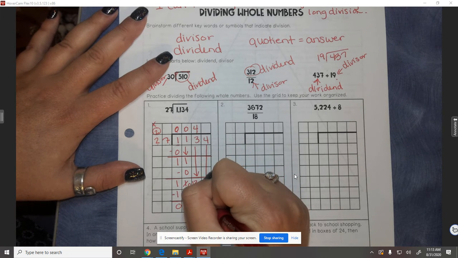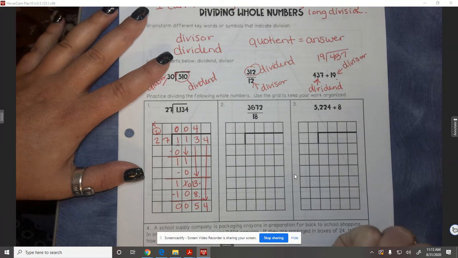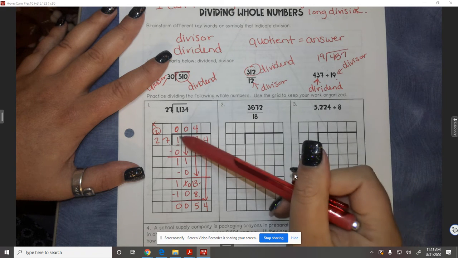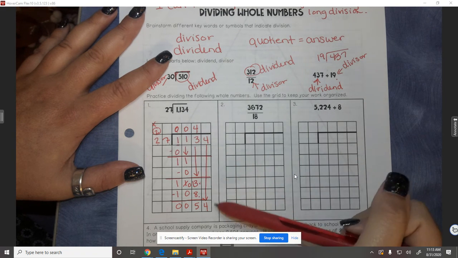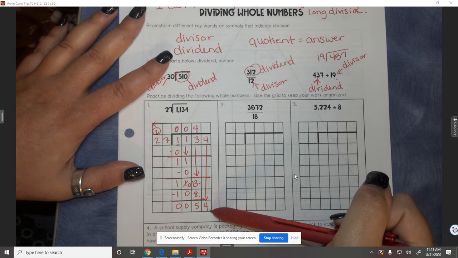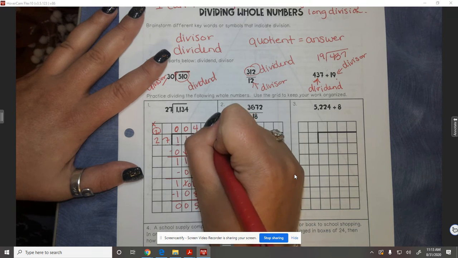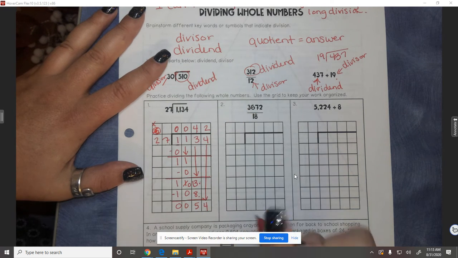Bring down my 4. And so we know that this is about 30. This could be about 60. So we know that 30 can go into 60 twice. So I'm going to try 2 times. Done with that 2 right there.